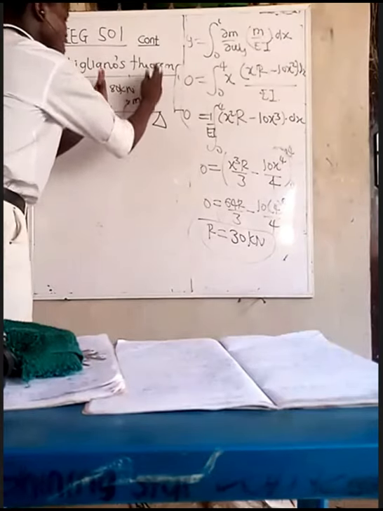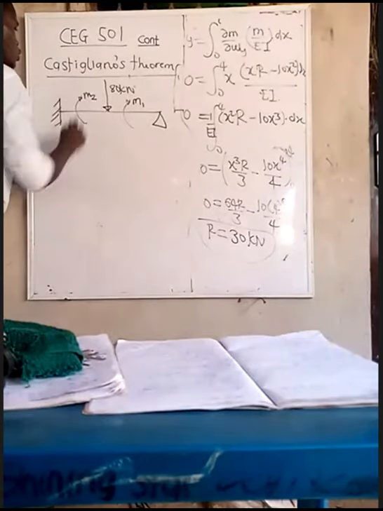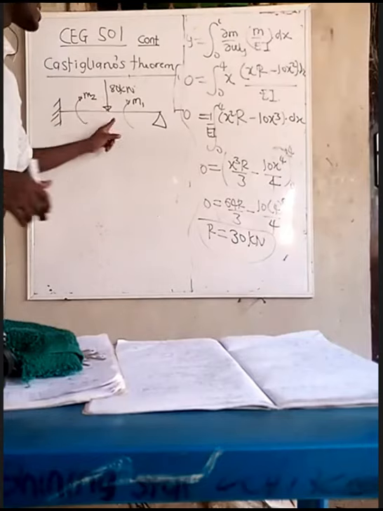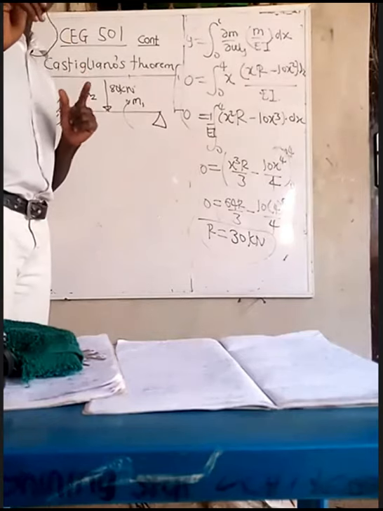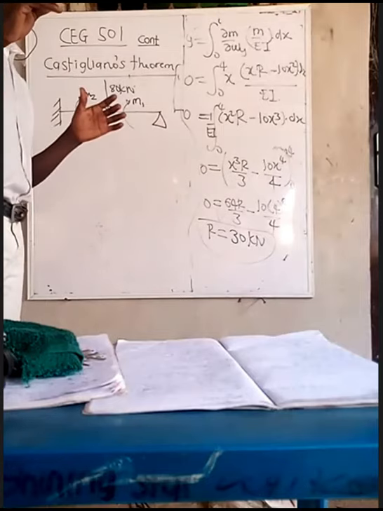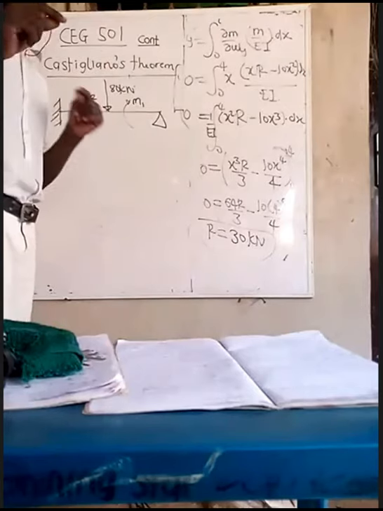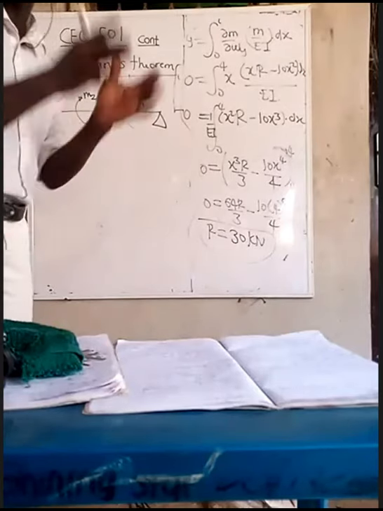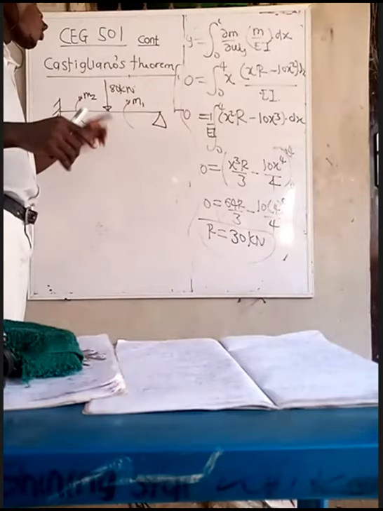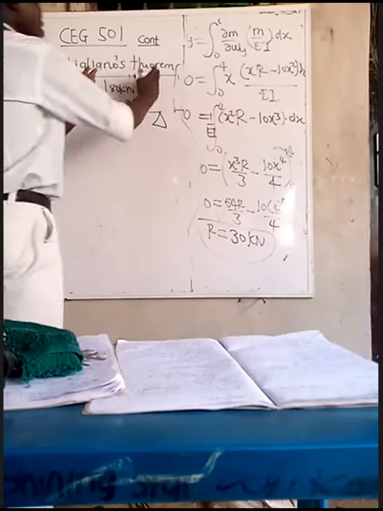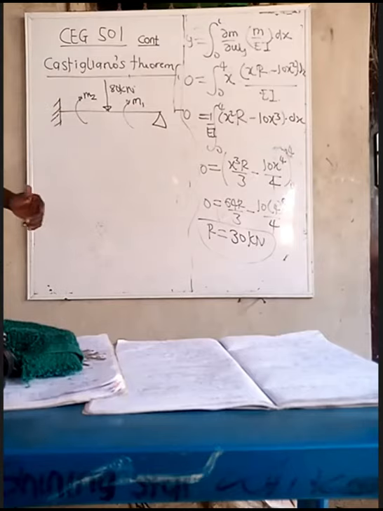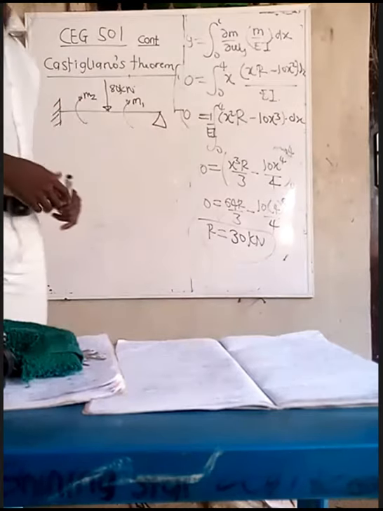One will be M1 for this section of the beam, and the other will be M2 for this section. There are two approaches to this. The reason is that the postulate by Castigliano is that you find the first partial derivative, with respect to the virtual force, of the total strain energy of the system. So you find the strain energy of this section, you find the strain energy of the other section, add them together, and apply Castigliano's theorem on that. That will give you whatever you are looking for.